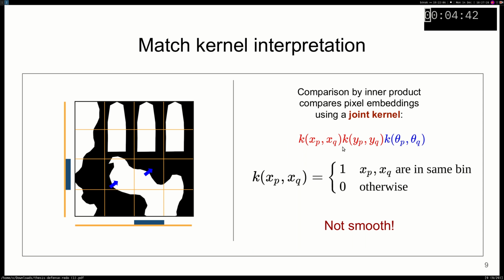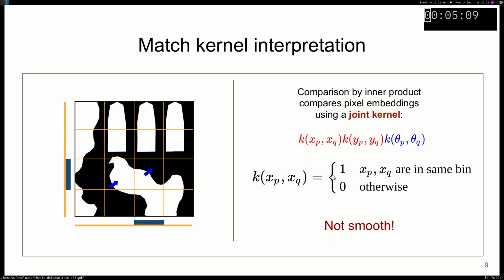Now, we are comparing every pixel in patch P to patch Q, but what exactly does the comparison look like? The comparison by the inner product that compares pixel embeddings basically just uses a joint kernel over the position and the appearance. This is going to be a consistent theme, so we will always divide things into position and appearance. And now, what do the kernels in each of these look like? Not exactly kernels, but these similarity functions.